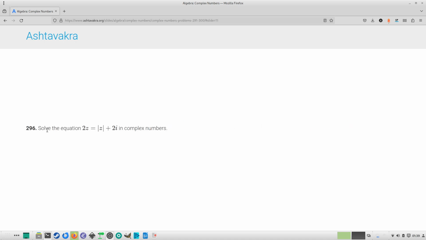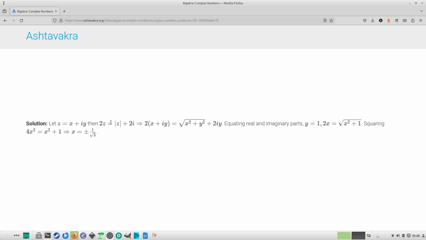Question 296 says that solve the equation 2z is equal to mod z plus 2i in complex numbers. So we let z is equal to x plus iy. We equate 2z is equal to mod z plus 2i. That is 2 into x plus iy is equal to square root of x square plus y square plus 2i.